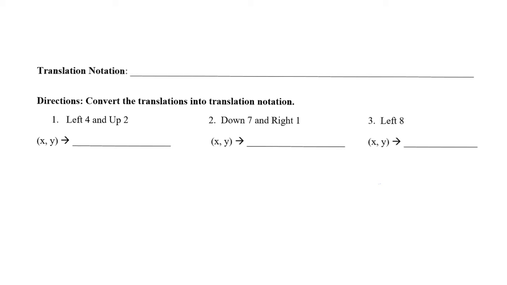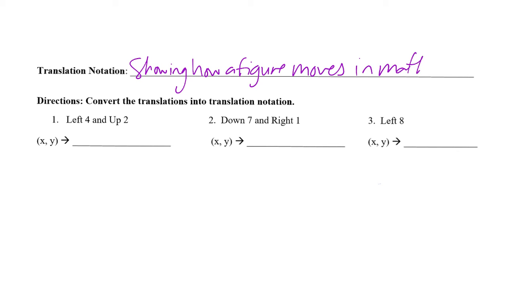Now we're going to talk about translation notation, and this is how you're actually going to see it written a lot of times. So it's showing how a figure moves in math terms. So a point normally starts as xy, which is what we're given here. And it's saying left 4 and up 2.